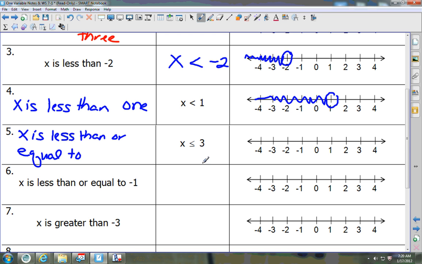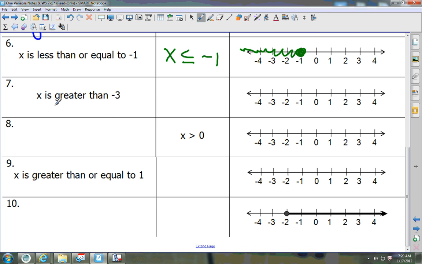Now, what that means is I go to 3 and I'm going to put a colored in circle because it can be 3 and it's also any number smaller than 3. So I'm going to shade to the left. Next, I have x is less than or equal to -1. So I'm going to go to -1. Because there's an equal to bar, I'm going to color it in. Less than is towards the left. I'm going to shade to the left.